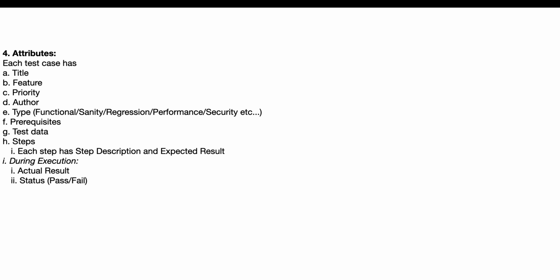For each test case you document, it will have a title and it will be associated with a feature. Example, when you are testing WhatsApp, messages, group messages and notifications are all different features. Similarly for Gmail, when we are discussing login functionality, login is one feature. Similarly, once you log in, you will have the inbox, etc. Each one is a feature.